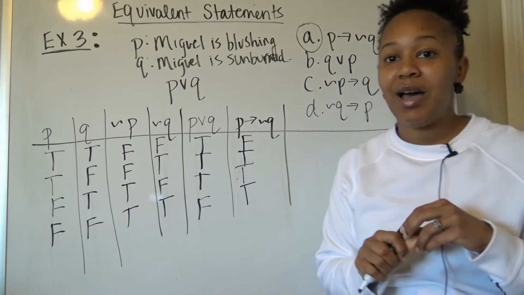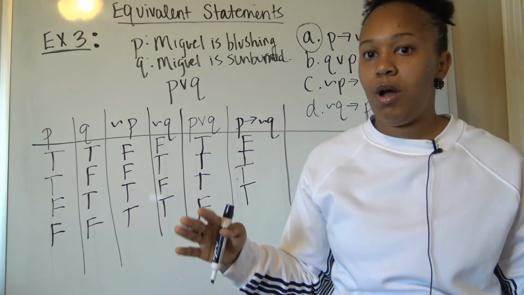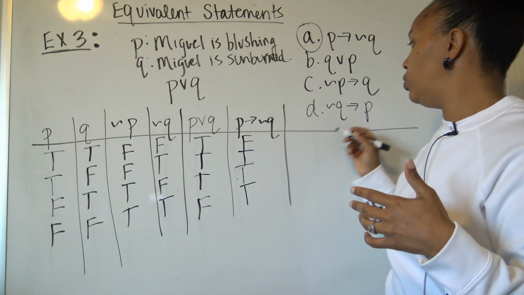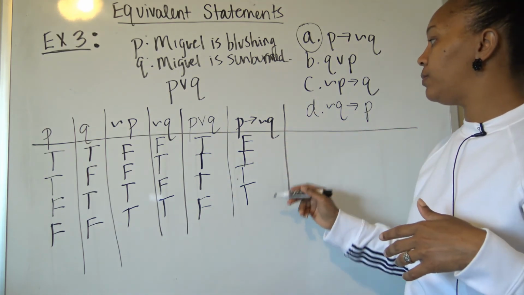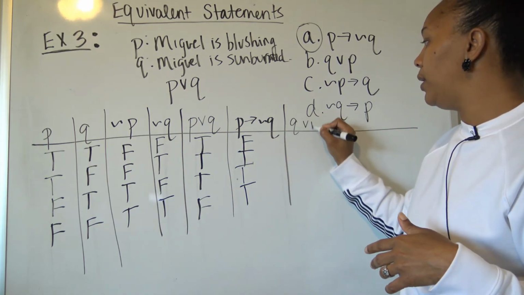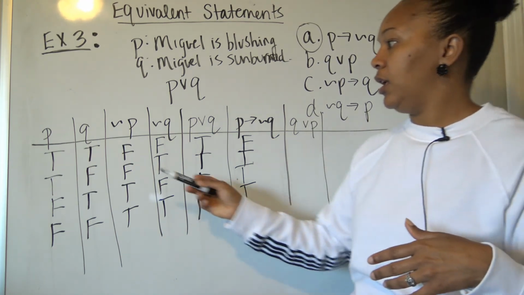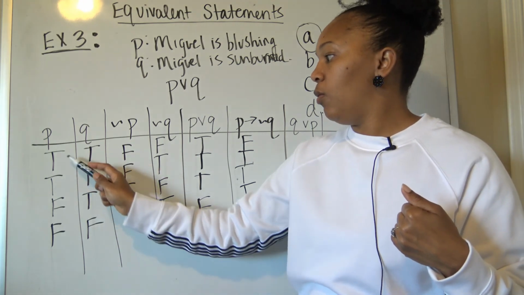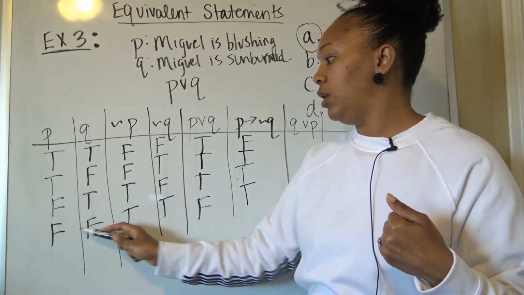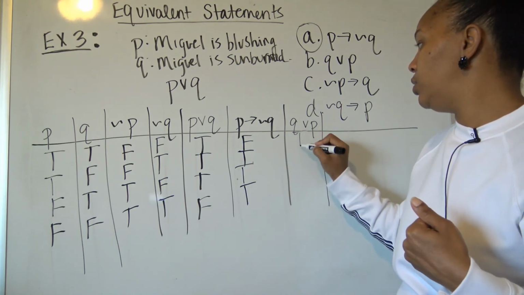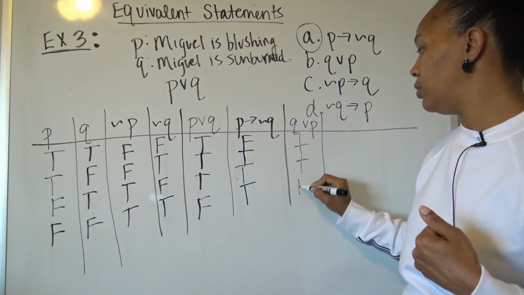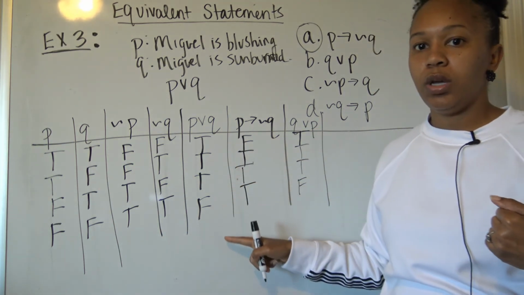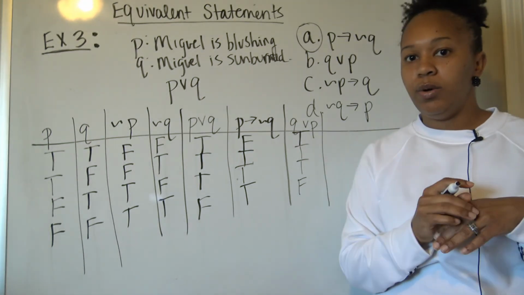You could actually stop right there, but I want to go ahead and just complete the problem so you can see that the other statements are equivalent to the P or Q statement. So Q or P, you're basically looking at the Q and P column, and that's true as long as one of them is true. And so one of them is true here, one true here, one true here, and none in the last one. So that would be true, true, true, false. Same exact truth values as the original P or Q. So those two are equivalent, all right?